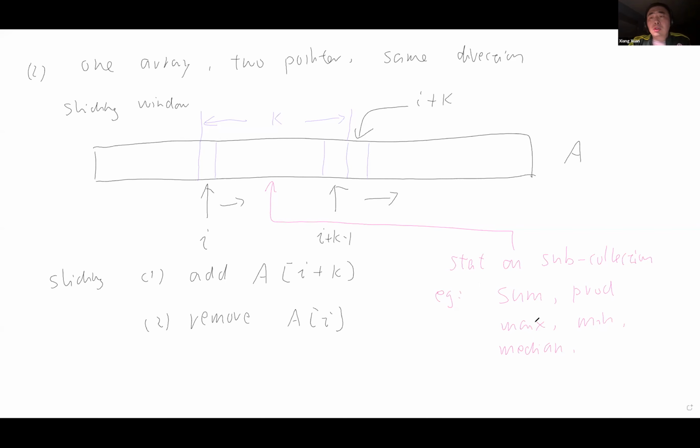If you know how to do max, the minimum is really the same, right? Sum and product are similar. Max and minimum are similar. Median may be slightly different. There may be also some other things. So we will talk about that after we talk about the sliding window max. Okay.